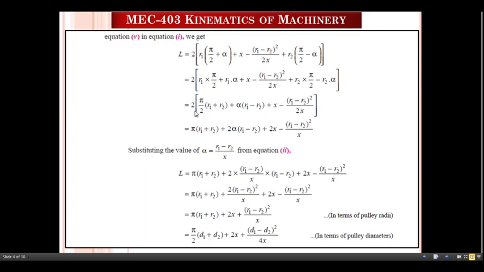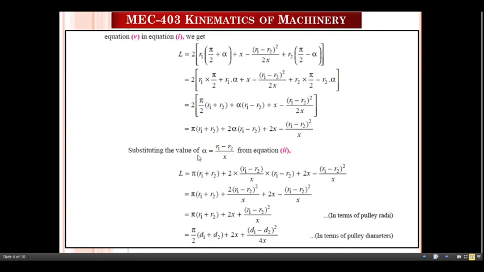The next one, multiply by this 2 inside the term. So 2 multiplied by pi by 2 means the 2 gets cancelled, and this term comes as pi into (r1 plus r2). Next, 2 multiplied by alpha gives 2 alpha (r1 minus r2), plus 2 into x is 2x, minus the next term. If I multiply by this 2 inside the term, then the 2 gets cancelled, and in this way you get (r1 minus r2) bracket square divided by x.